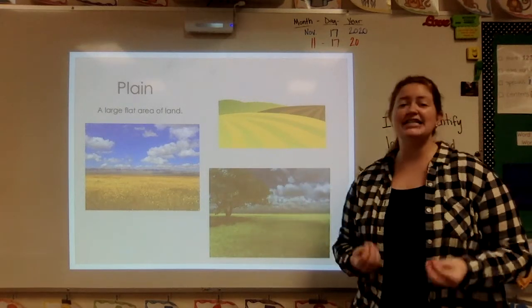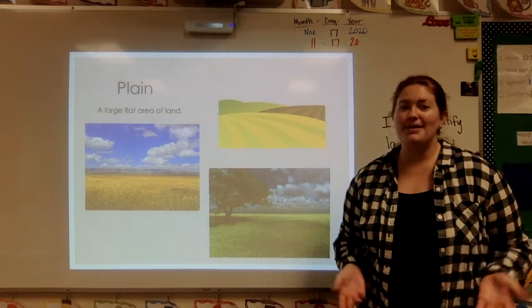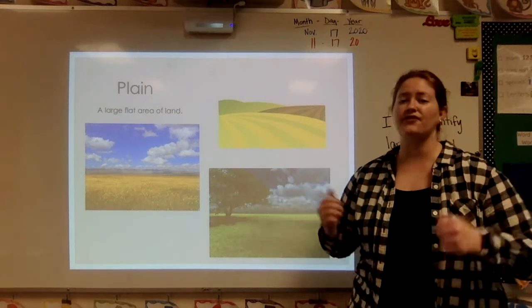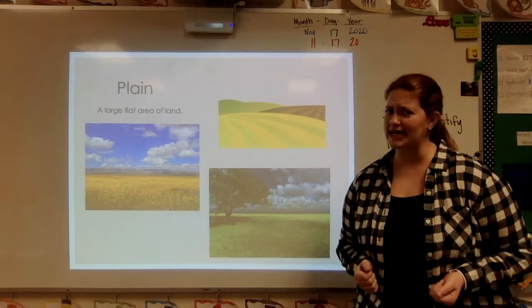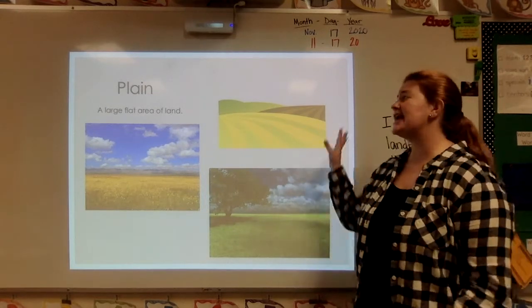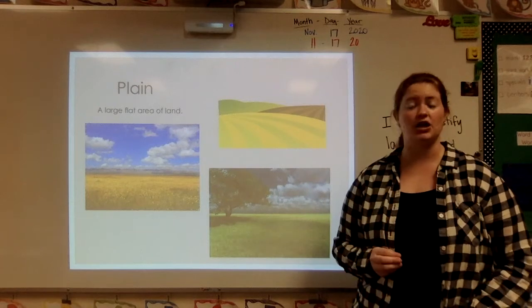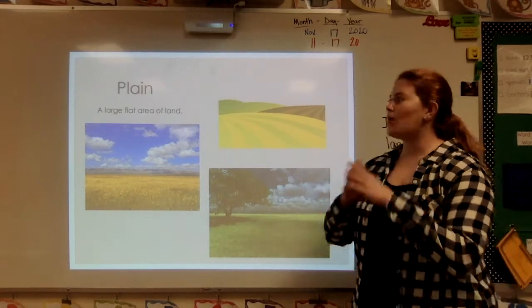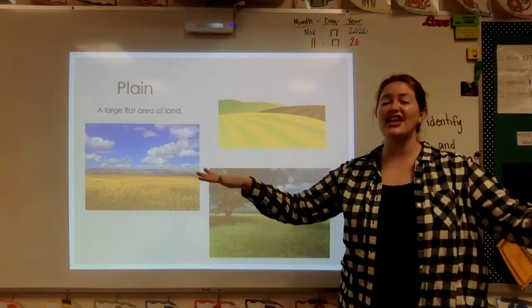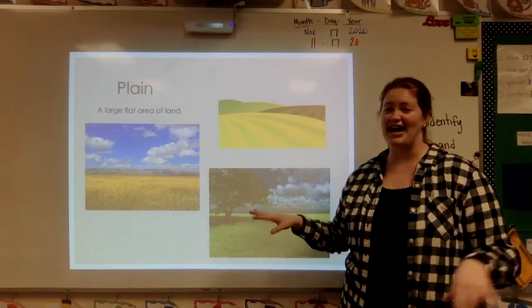This land is normally used for farming because it's flat and it's perfect for crops to grow or for animals to be. If you think about Texas, most of Texas has plains as our landforms. Not all of Texas, but a lot of Texas. So a plain is that large, flat, grassy area.